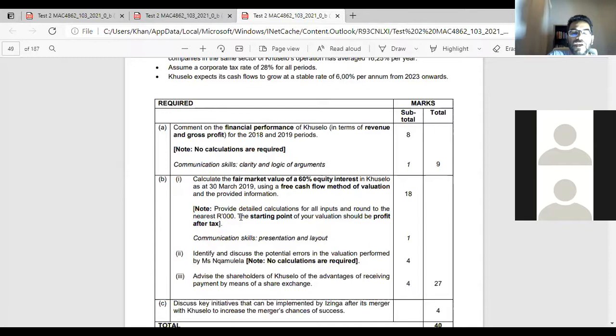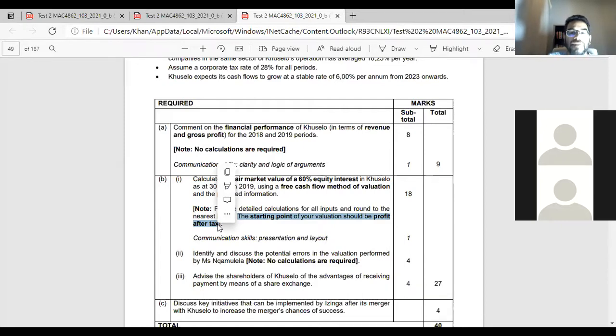In the real world, we start with earnings before interest and tax. In other words, they start with operating profit. UNISA don't start with operating profit. UNISA start with profit after tax. The reason being, they want to see whether you're making the correct adjustment.